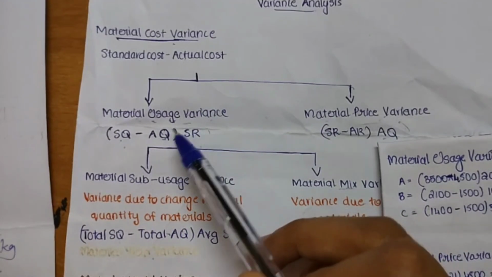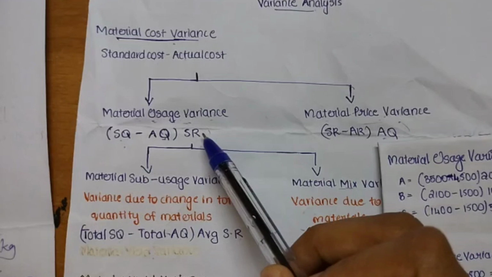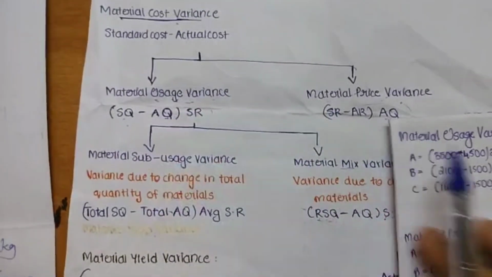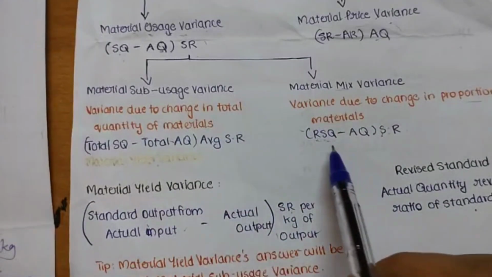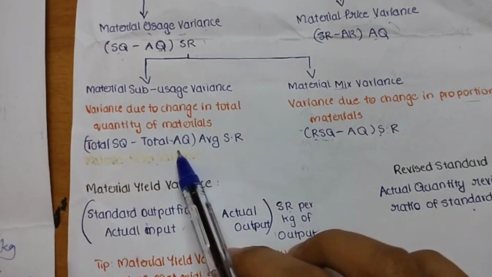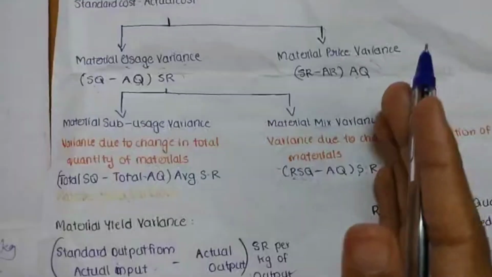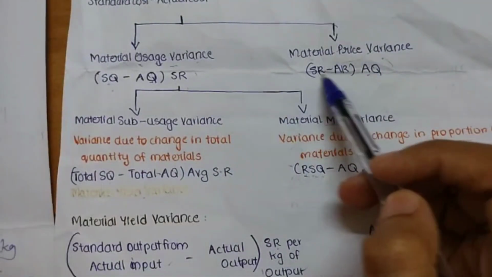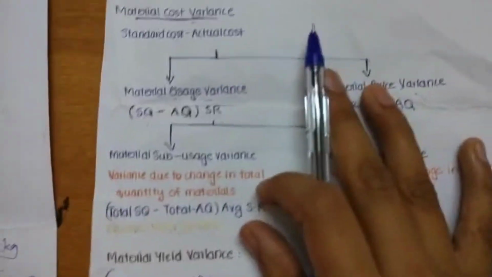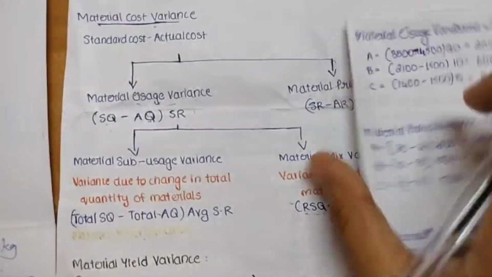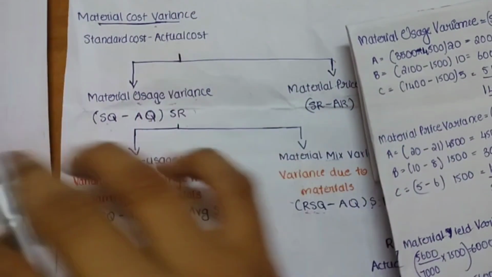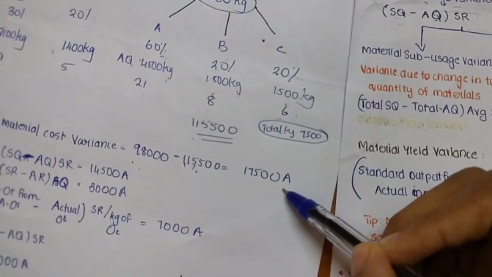I have already told you, when it comes to the production manager's responsibility, it will always be quantity inside the brackets. When you see further, you'll get to see that every bracket includes quantity inside them. Whatever it might be, it will be quantity only when it gets to the production manager side, and when it gets to the purchase manager side, it will be rates or prices inside the bracket. Fine. Here, first thing, we have already found material cost variance, which is 17,500 adverse.